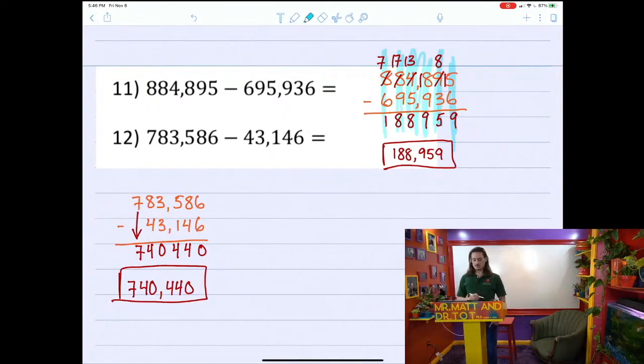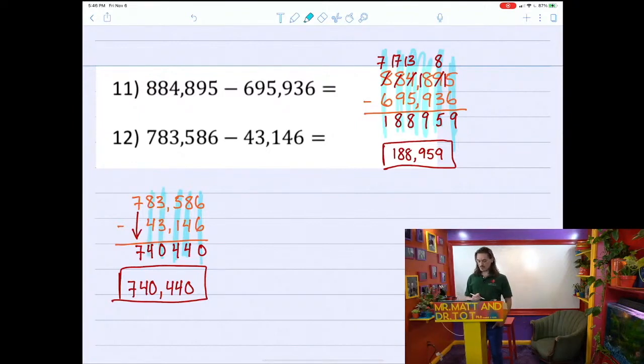In number 12, 783,586 minus 43,146, the ones digits cancel exactly into 0. 6 minus 6 is 0. 8 minus 4 is 4. 5 minus 1 is 4. 3 minus 3 is 0.